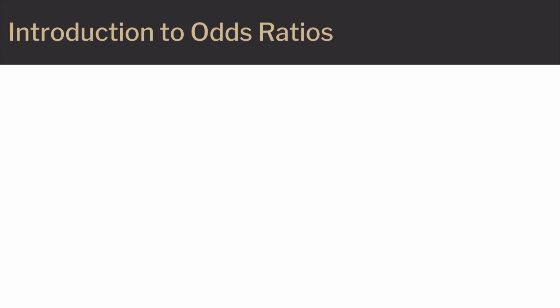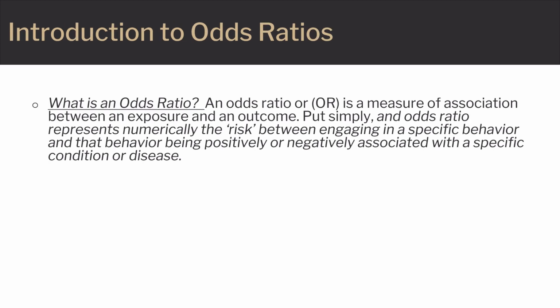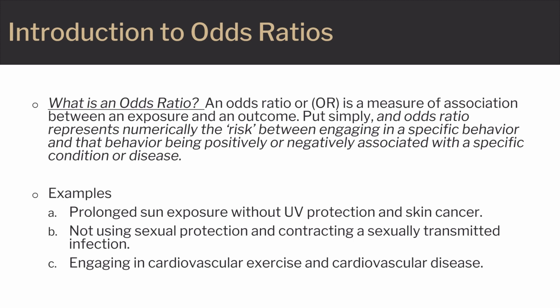To begin, an odds ratio, or OR, is a measure of association between a behavior and an outcome. Most frequently, ORs seek to quantify risk between a behavior and risk for a specific disease or health outcome. Common examples include associations between smoking and lung disease, and sexual behaviors and risk for contracting a sexually transmitted infection.